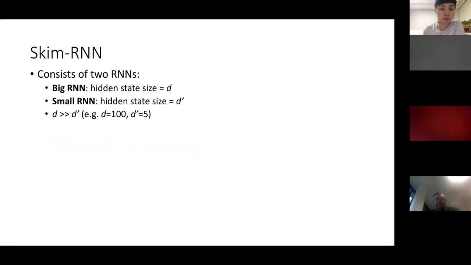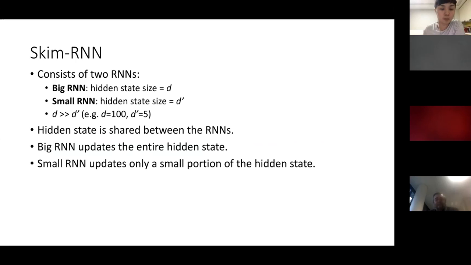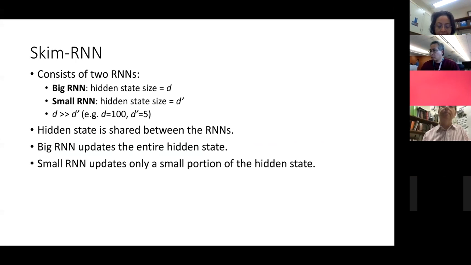And in summary, the schema RNN consists of two RNNs. One is big RNN with hidden state size D, and the other is small RNN with hidden state size D prime. And usually D will be much bigger than D prime. So for instance, we can have D equal 100 and D prime being 5. And hidden state is shared between the two RNNs. And of course, big RNN updates the entire hidden state, but small RNN only updates the first few dimensions of hidden state. That's the main point of schema RNN, to summarize it.